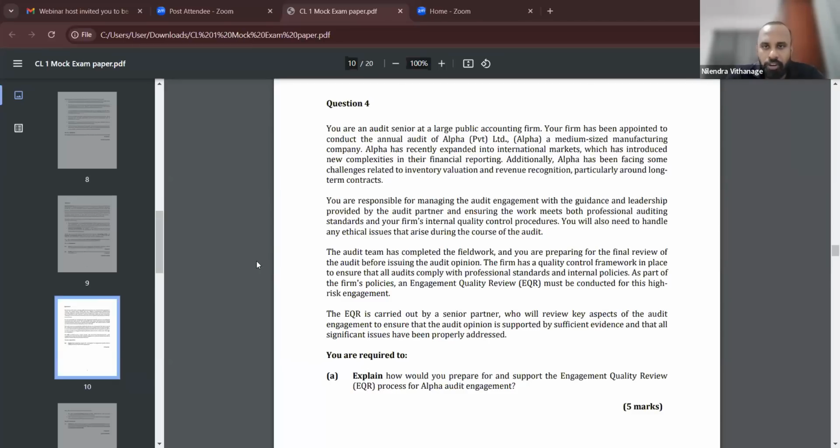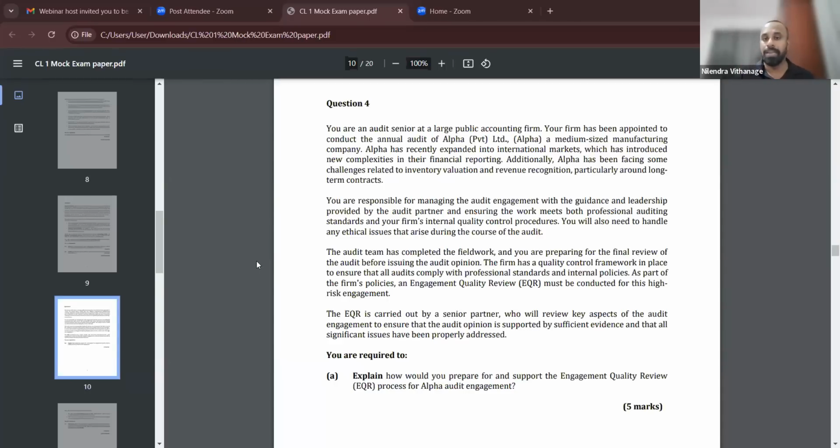You are responsible for managing the audit engagement with the guidance and leadership provided by the engagement partner, ensuring the work meets both professional auditing standards and your firm's internal quality control procedures. You will also need to handle any ethical issues that arise during the course of the audit. Any independence issue or ethical issue that comes in, you have to address as well.